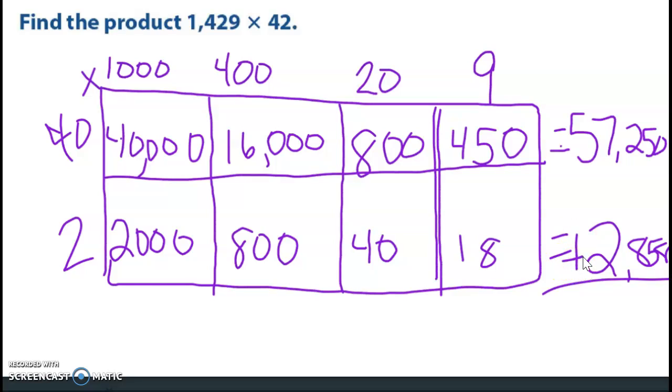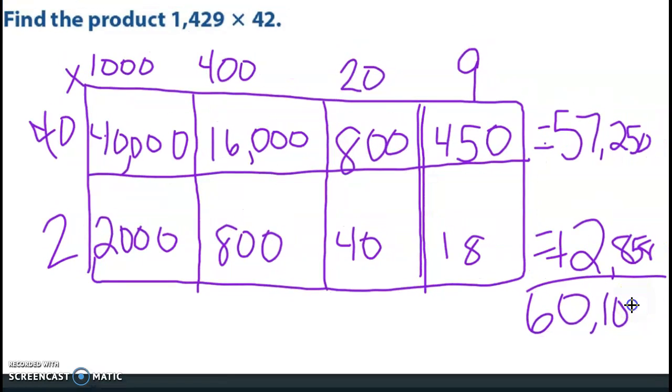And then so 57,250 is my partial product. And I'm going to add it to 2,858. Altogether, I get 60,108.